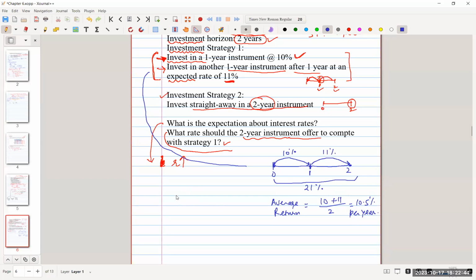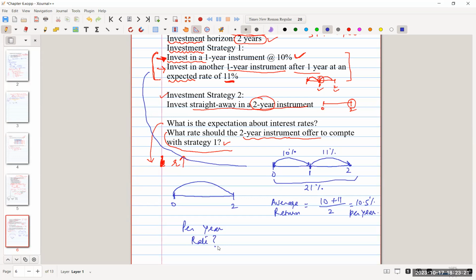But if there is now an instrument which somebody says, no, don't follow this strategy. Instead, invest here at time 0, and this investment starts here and goes straight till time 2. How much per year rate must it offer, so that this is not inferior, so that this is also at par with the first strategy? What do you say?